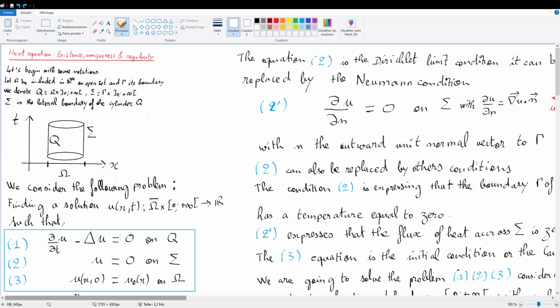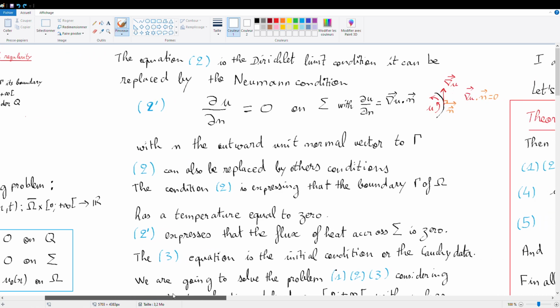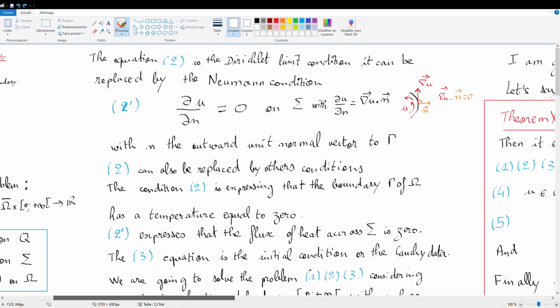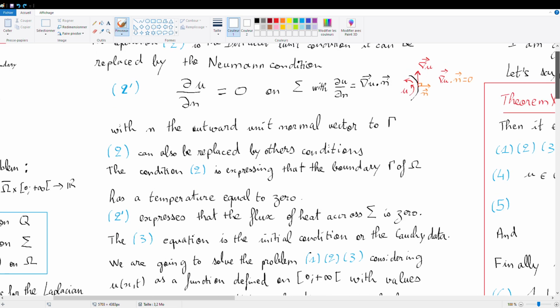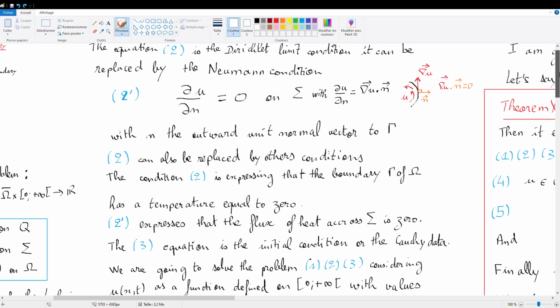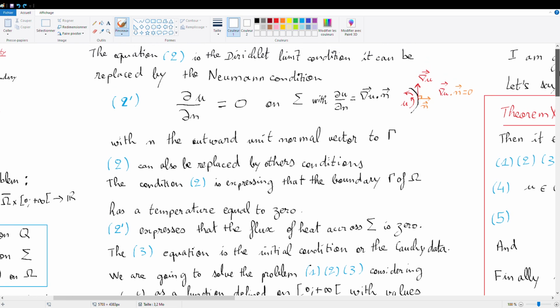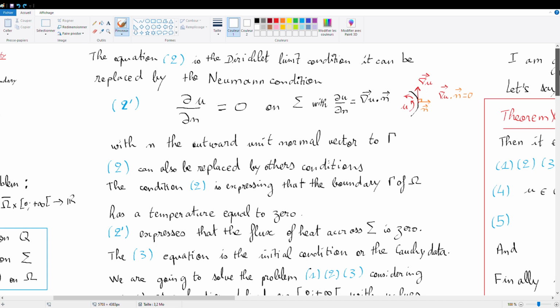The equation 2 is the Dirichlet boundary condition. It can be replaced by the Neumann condition 2', with n the outward unit normal vector to gamma. 2 can also be replaced by other conditions. Condition 2 is expressing that the boundary gamma of omega has temperature equal to 0.